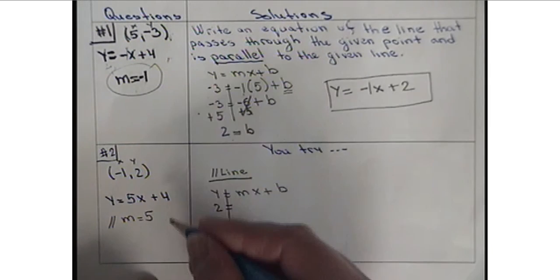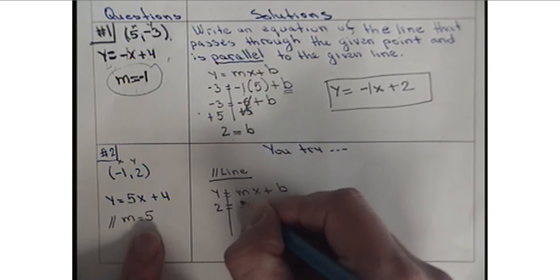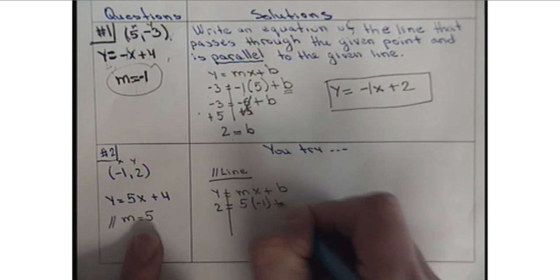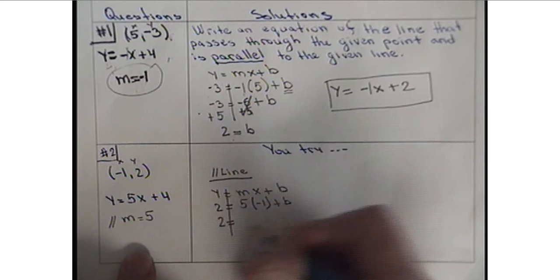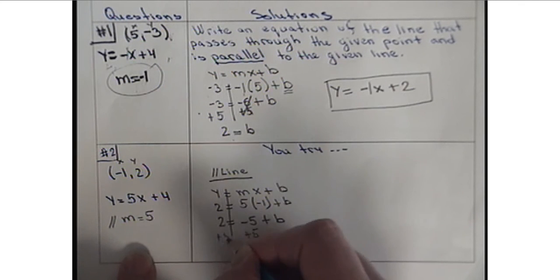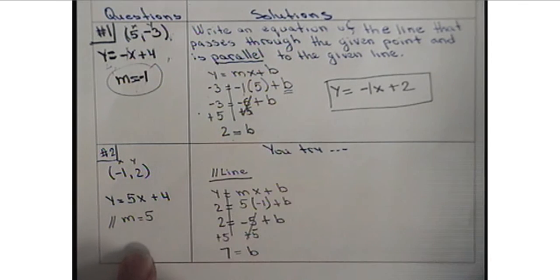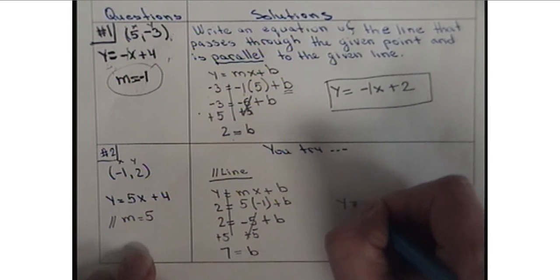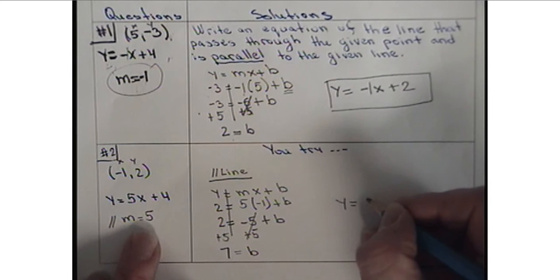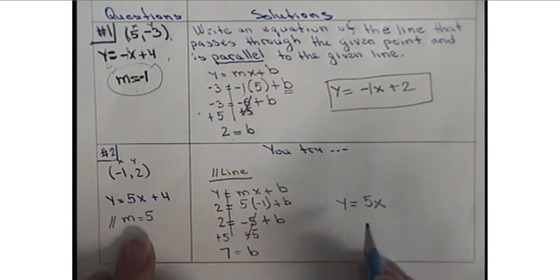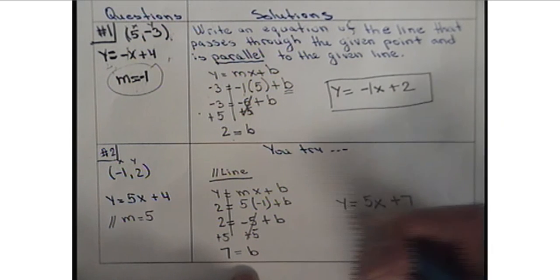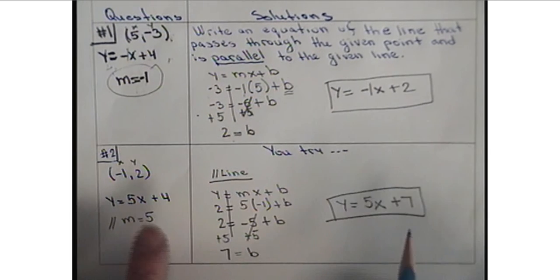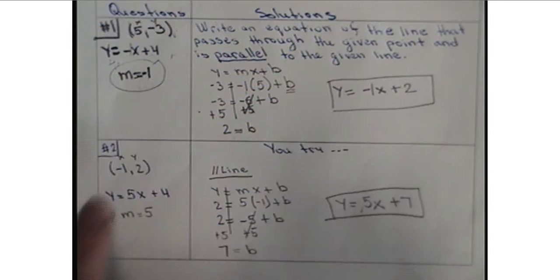So y is 2, m is 5, times x is -1 plus b. 2 equals -5 plus b, plus 5 on each side. Those two cancel, and we have b equals 7. So the equation of the parallel line, the second line, will be y equals 5x, same exact slope, plus 7. Different y-intercepts, but always the same slopes.